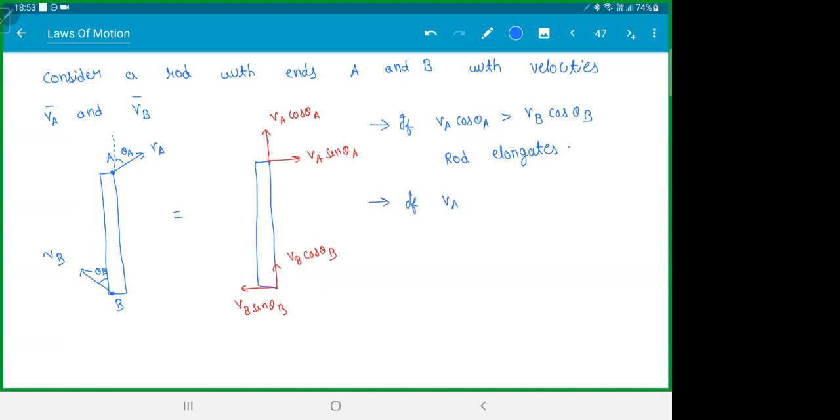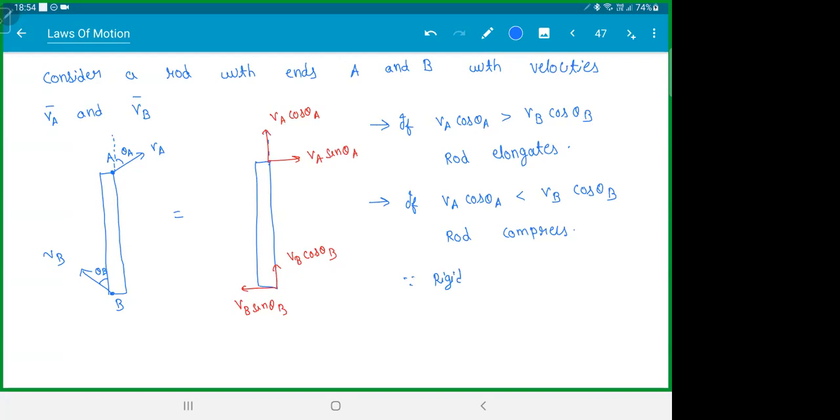Suppose VA cos theta A is less than VB cos theta B. That means if the guy behind you is coming faster than you, then what will happen? The distance between them will decrease, the rod will compress. But you said it is a rigid body. A rigid body can't compress, can't elongate. What other option is left? They should be equal, right?